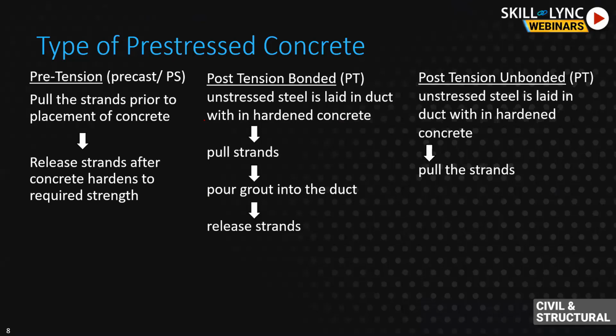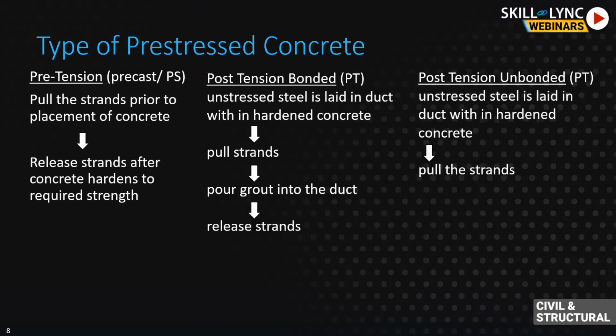The other type is PT, but PT can again be bonded and unbonded. In post-tension, if it is unbonded, we can just put a sleeve or some duct in there, and then we pour the concrete. We let it harden, and after that we pull the strands. And if it is bonded, then also we put a duct and first put the strands inside, then we put the grout inside, then we pull the strands, and then we release the strand. Then after that, it acts similar to pretension.